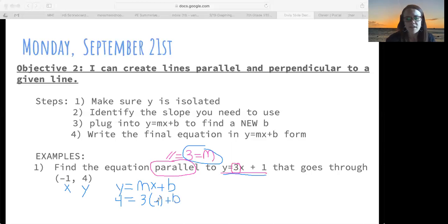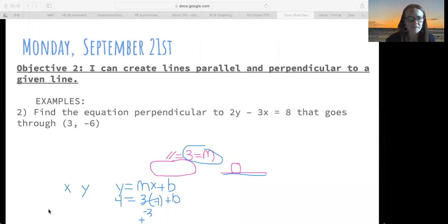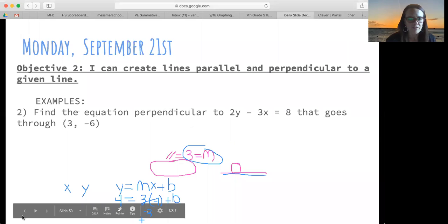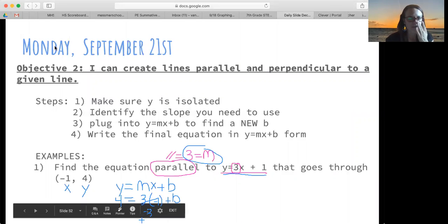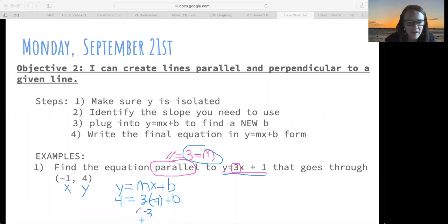Okay, 3 times -1 is going to give me -3. And then I have to add the 3 over to the other side. Sorry about that. Little slip. Okay. So I'm going to add the 3 over here, and I should have b is 7.